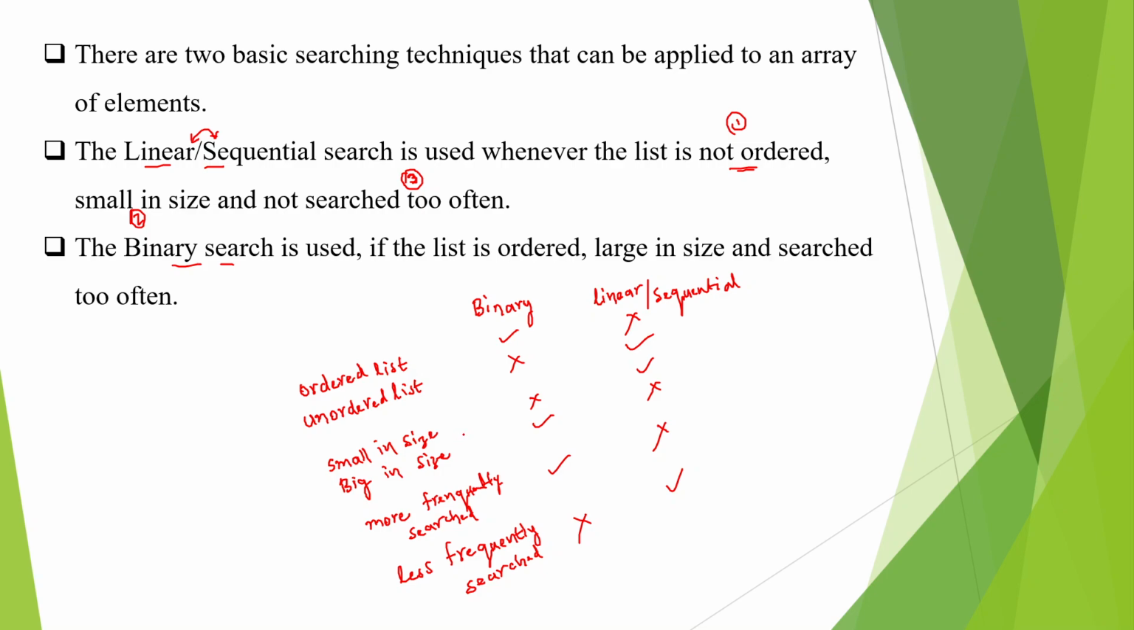The three important parameters which we have to look for is whether the list is ordered or unordered, whether the list is small in size or big in size, and whether the list is more frequently searched or less frequently searched. By considering these three parameters, you can do the selection of searching. Now we discuss both the techniques, binary and linear sequential search.